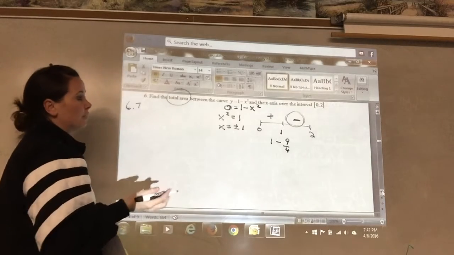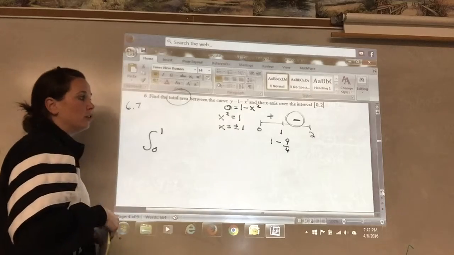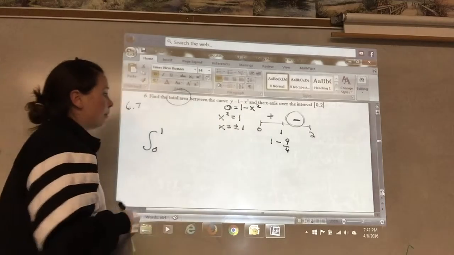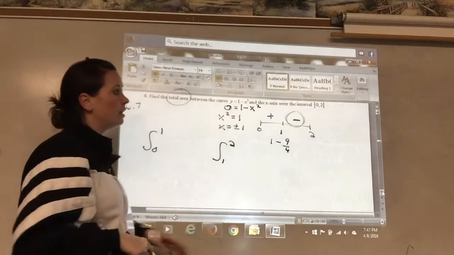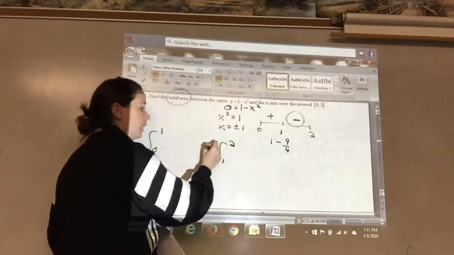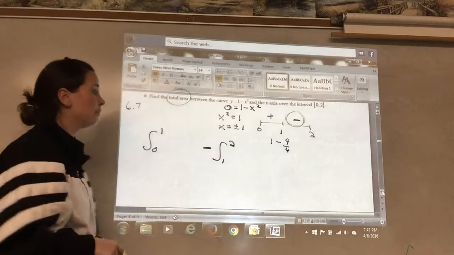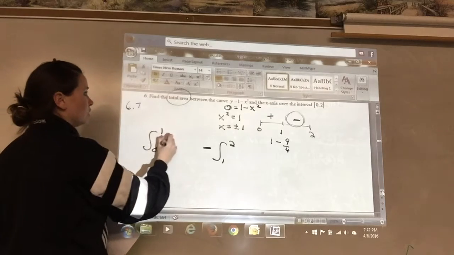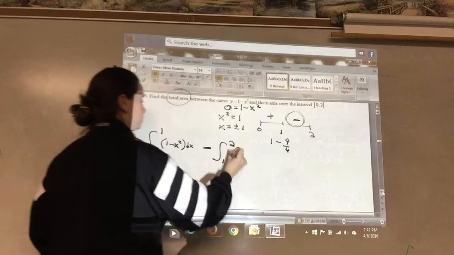So once again, I'm just going to separate my integral. I know I'm going to need to go from 0 to 1, and that will be no issue because it's already positive. But I will need to go from 1 to 2, and to turn this negative into a positive, I'm going to need to put a negative here, because I'll get a negative and a negative, which would thus turn positive. Okay, so let me put my function. I have my 1 minus x squared dx.